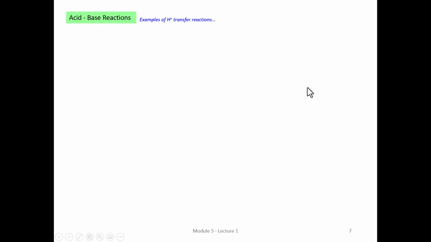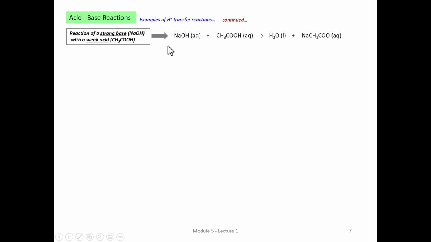Let's look at our two other combinations of acid-base reactions. How about if we reacted a strong base with a weak acid? Well, if we take our prototypical strong base sodium hydroxide, react with our prototypical weak acid, acetic acid, we get water from an H plus transfer from the acid to the hydroxide, and sodium acetate. Notice no equilibrium symbol. That's interesting.